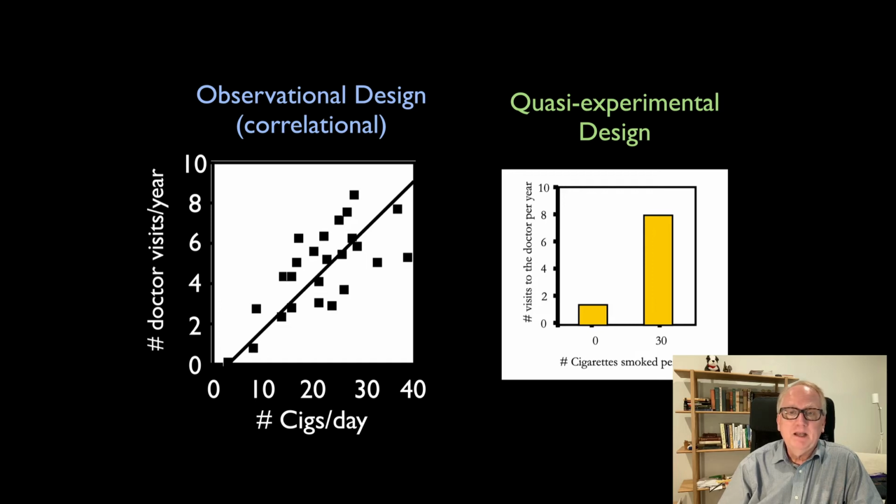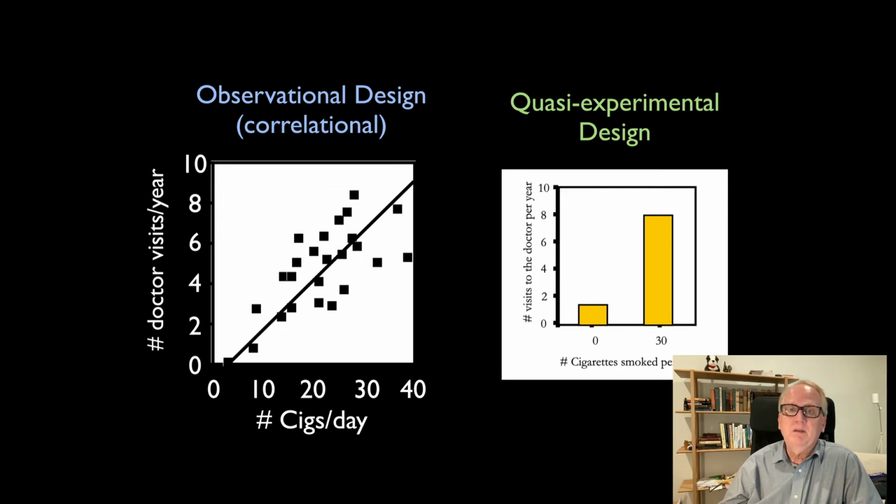But can I say that I have a cause there? No, I have no causality here any more than I do on the graph on the left. They are both correlational studies in the sense that if you look at it, those are actually the same dependent variables. Down at the bottom there, the number of cigarettes smoked per day was how I determined the two groups, 0 or 30. And then over on the other axis, the y-axis, I have the number of visits to the doctor per year. I'm really just showing correlational research on both of those graphs.